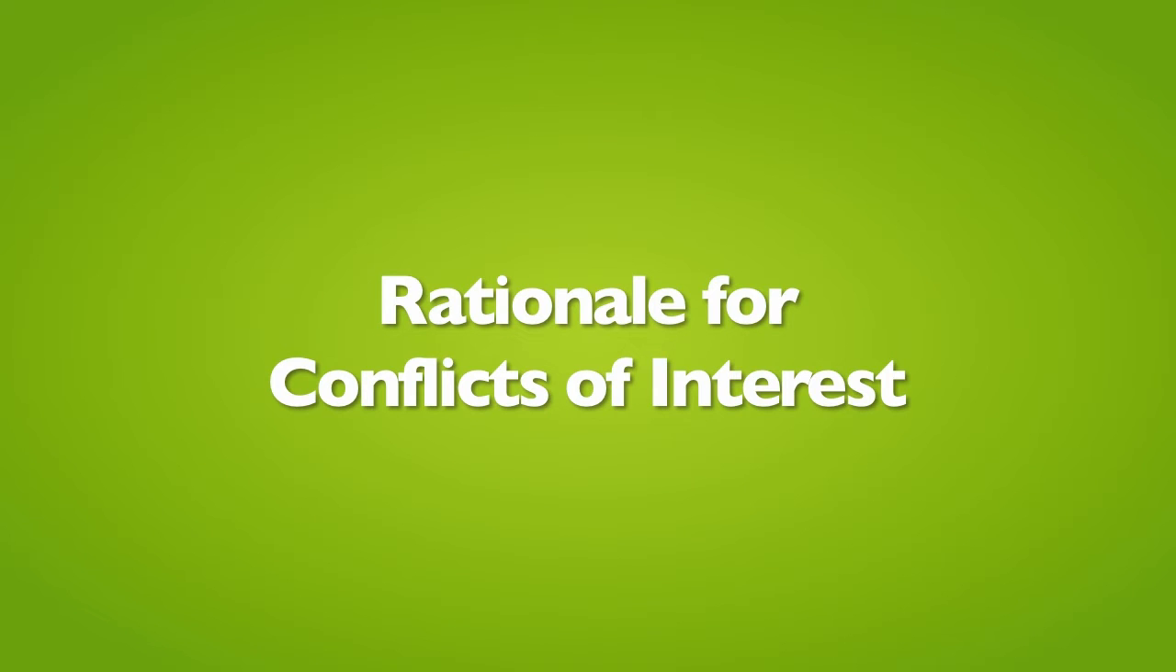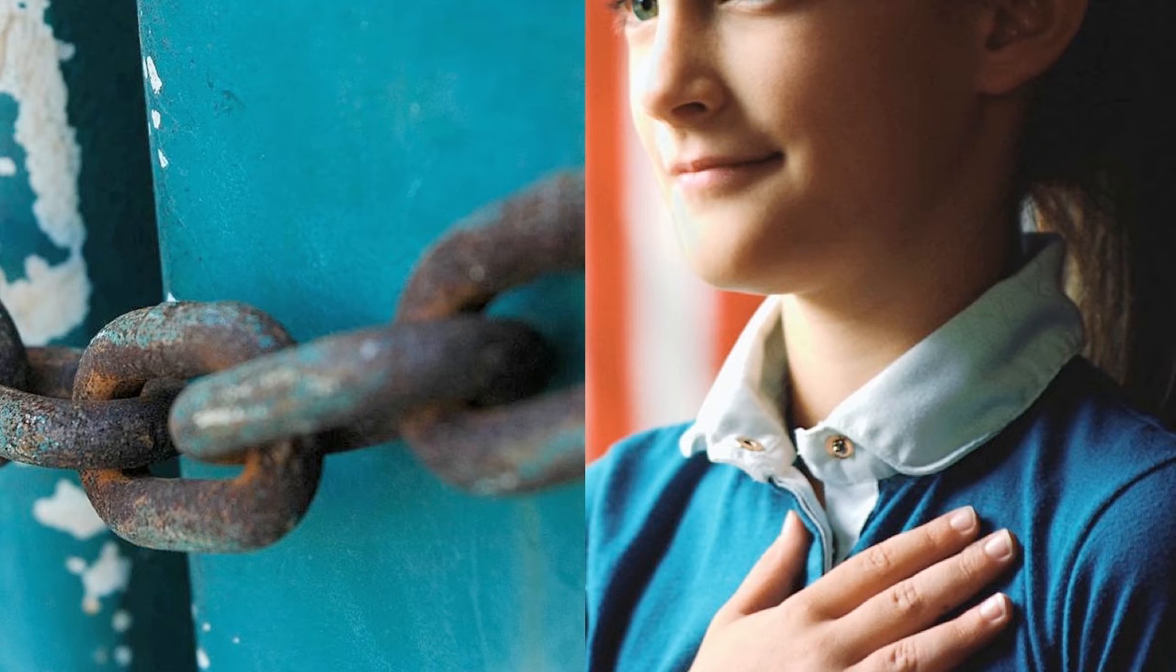Part 2 of Concurrent Conflicts of Interest. The rationale for conflicts of interest rules. This brings us to the rationale behind the rules for conflicts. There are two primary concerns: protecting client confidentiality and honoring loyalty to the client.